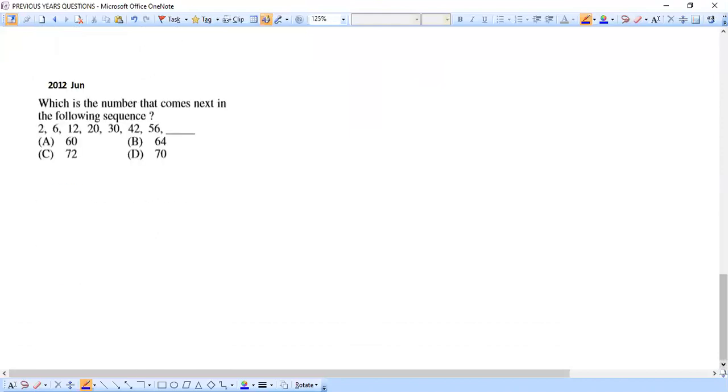Here we have the fourth question, question number 4. This is from 2012 June. We'll try this one last question. So I will note down the numbers. Here again the question is: which is the number that will come next in the following sequence? Let me just note the numbers here. I have 2, 6, 12, 20, and then 30, and then 42, and then 56, and then we have a blank.